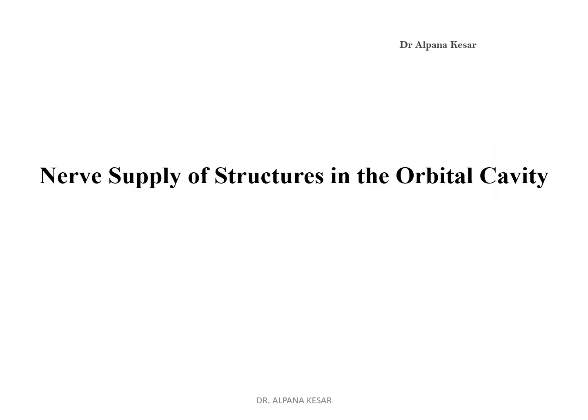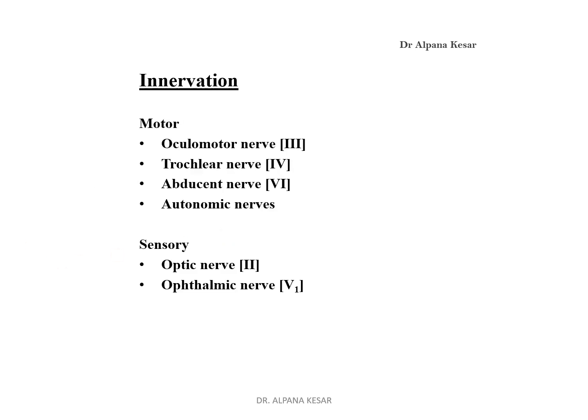Innervation or nerve supply of structures in the orbital cavity. Motor innervation of the orbital cavity is by the following nerves: the oculomotor, which is the third cranial nerve, the trochlear, which is the fourth cranial nerve, abducens, which is the sixth cranial nerve, and autonomic nerves, that is the sympathetic and the parasympathetic nerves.